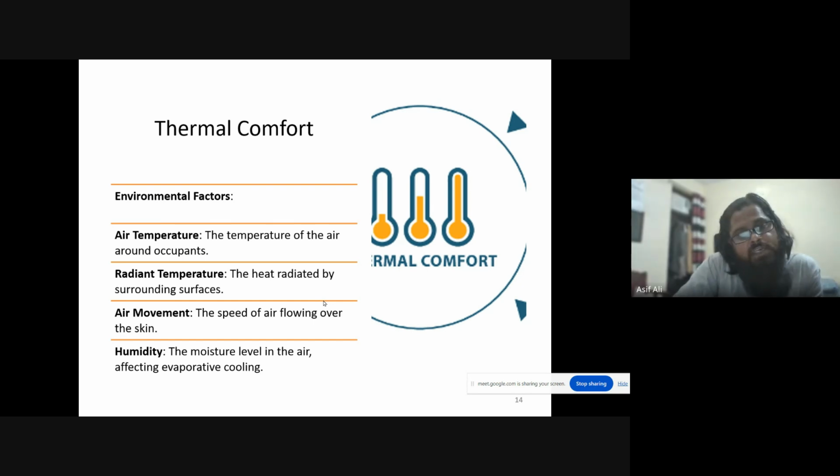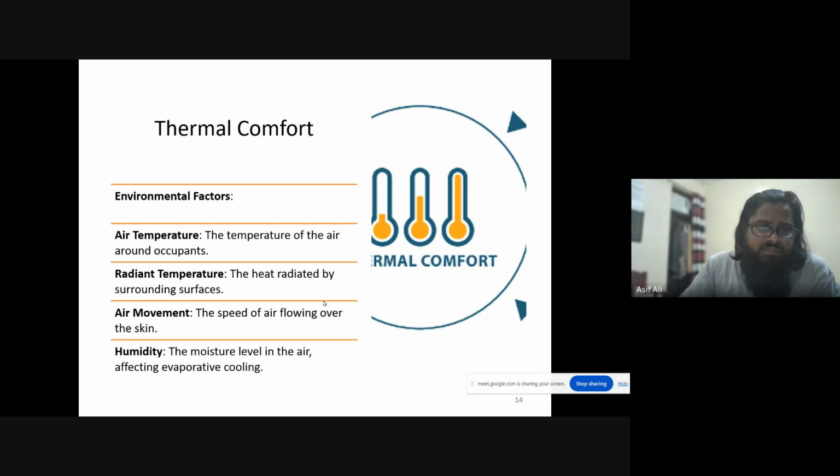And this is because the heat is radiated by the surrounding surfaces. The wall is radiating heat. The ceiling or the roof is transmitting heat to the room. The window panels, the glass, are also transmitting heat to the inside. So sometimes the radiant temperature becomes very important. So we must be careful about the material we are using and the orientation of the building. We will discuss it in detail later.